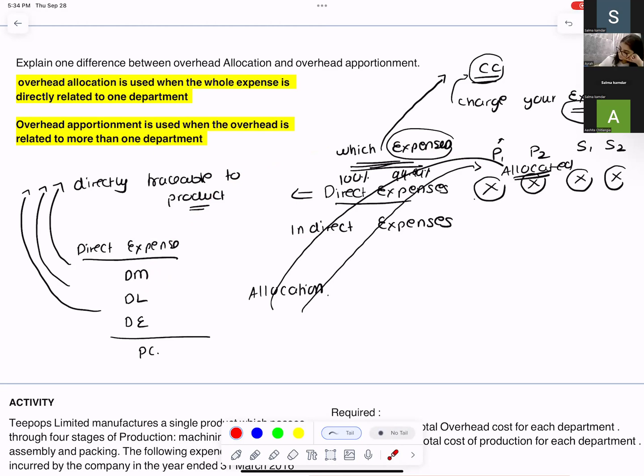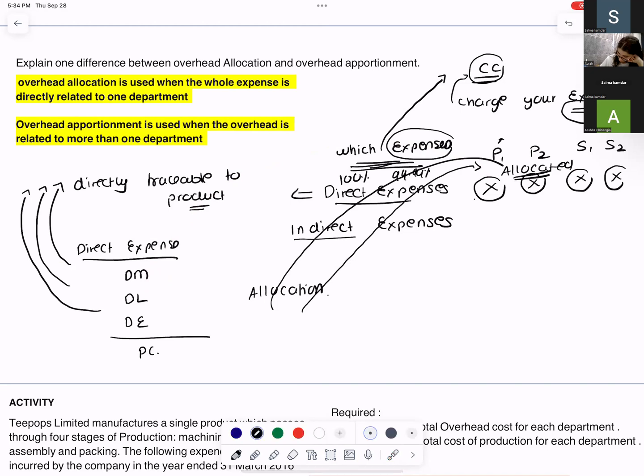Are you with me? So overhead allocation is when you know that your whole expense is related to that department. Are you with me? For direct expenses, you will always have allocation.